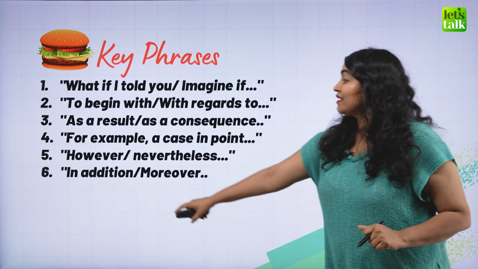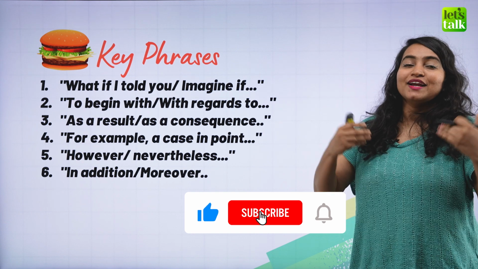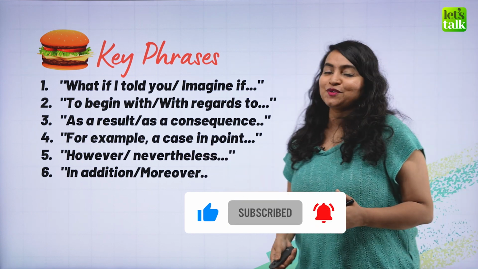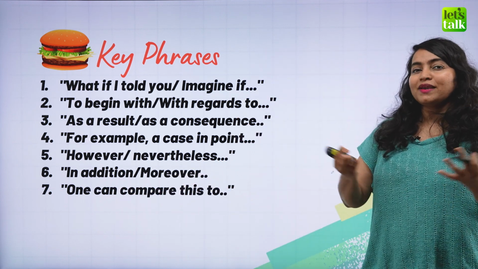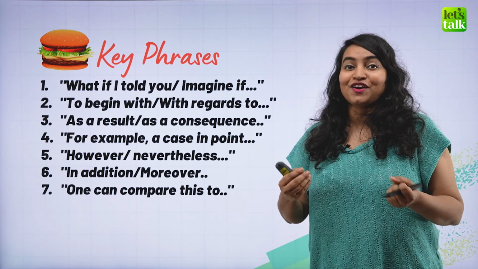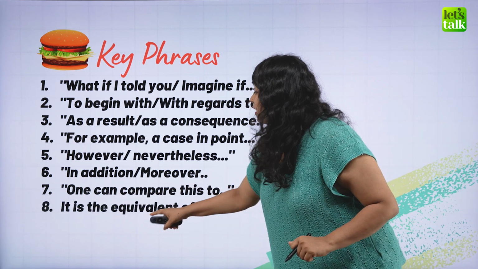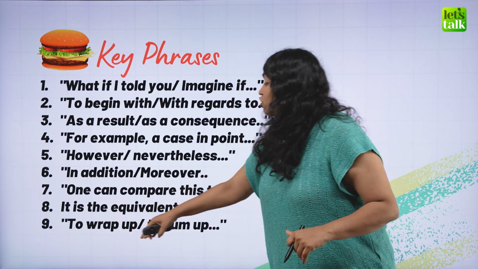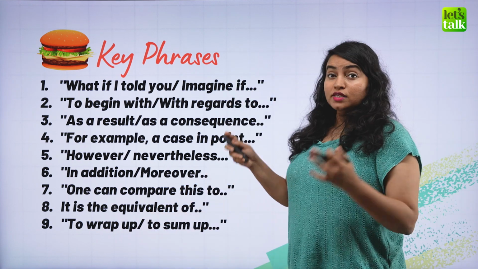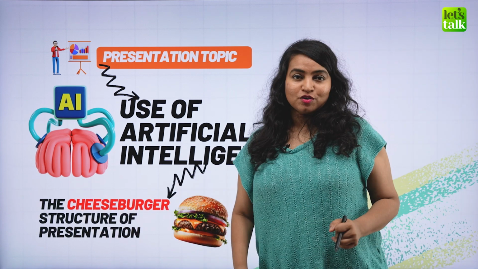Let's look at some more. In addition, moreover, you have to keep adding point on point in order to make your argument strong. That's when you can use this. And then you have, one can compare this to. When you are making your points clearer, when you're adding clarity, you have to make comparisons. You can alternatively say, it is the equivalent of. Okay? And last of all, when you are concluding, you can say, to wrap up or to sum up. So these were the key phrases, and I'm going to now help you use this in an actual presentation using the cheeseburger structure of presentation.